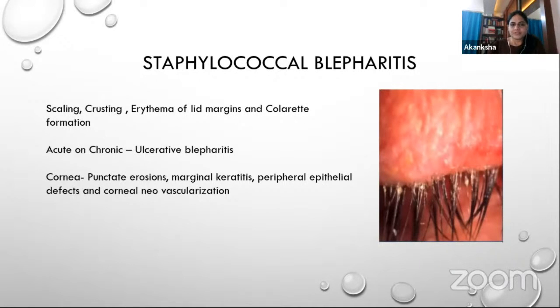In staphylococcal blepharitis, you very typically see scaling, crusting, erythema of the lid margins, and collarette formation. This collarette formation is nothing but the hyperkeratinization that we were talking about. The dead cells at the base of the lash follicle start collecting around the lash follicle. And if it is chronic and more severe, you can also see ulceration of the eyelid margins. In severe cases, if you stain the cornea with fluorescein and look at it, you can see some marginal infiltrate. Sometimes you can see punctate erosions, and sometimes you can also see corneal neovascularization.